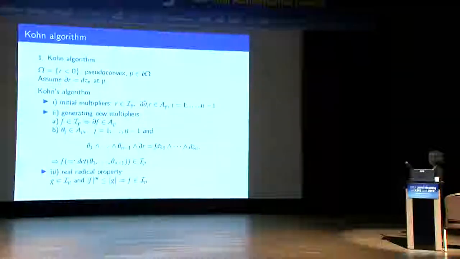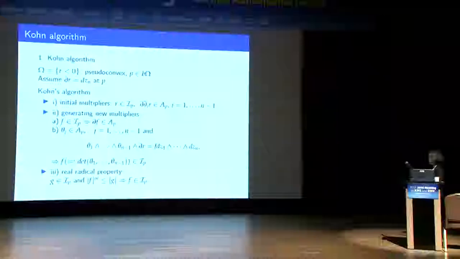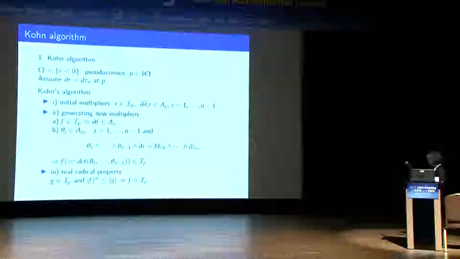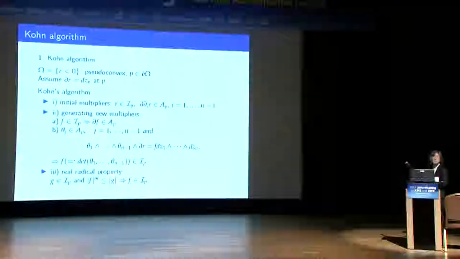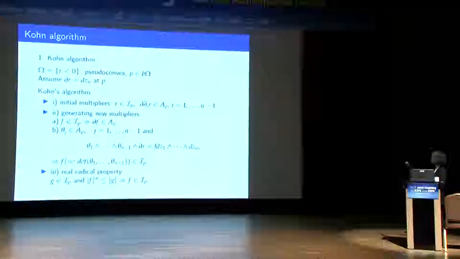And then this scalar multiplier has the real radical property. That means if a function is bounded by some other scalar multipliers, then F itself is a scalar multiplier. So we form an ideal and then take its radical to construct new multipliers. Yeah, this is a partial derivative. Sorry for the notation.